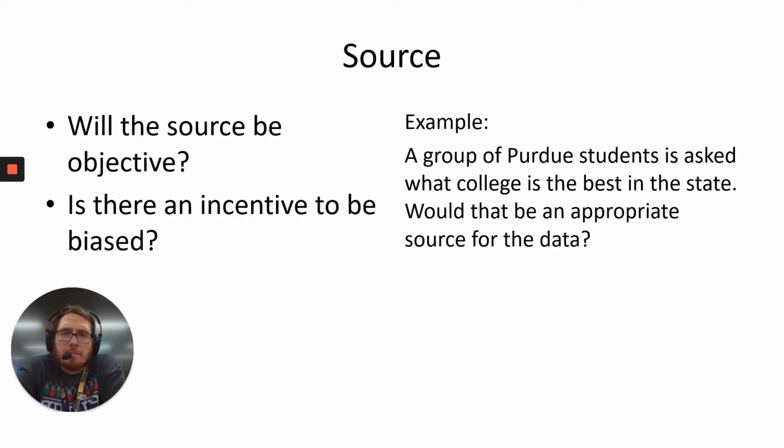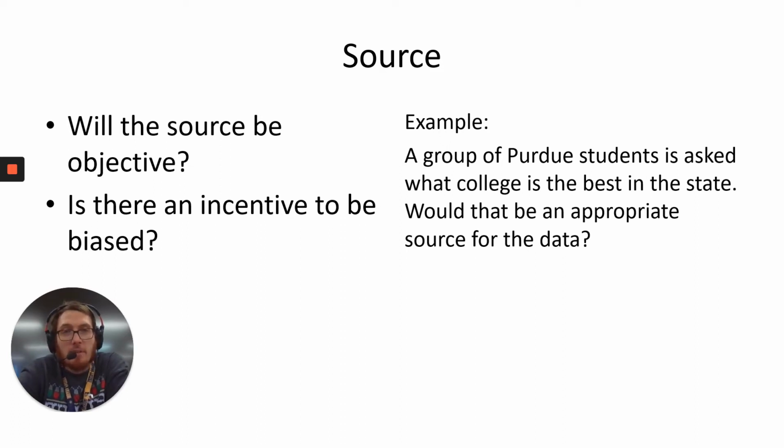The source. You want to make sure that the source that you look at is some type of objective source, not biased in some way. And then you also want to see if the source that the information is coming from has some incentive to answer the way it does.